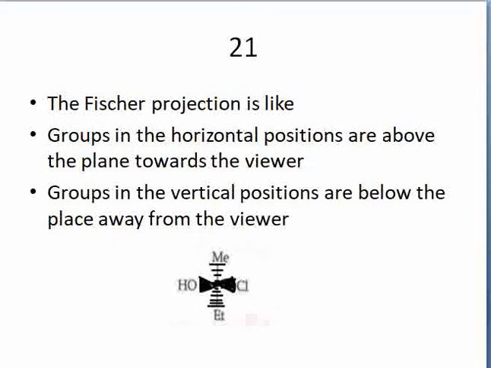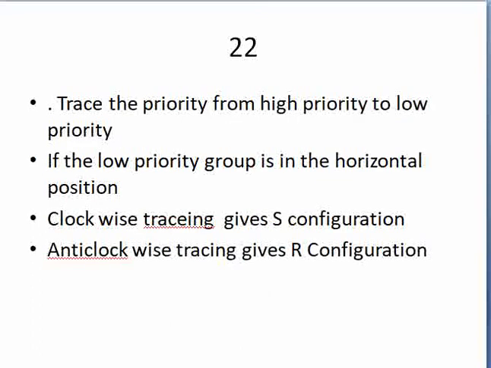The Fisher projection is like this. The groups in the horizontal positions are above the plane, or towards the viewer. And the groups in the vertical positions are below the plane, or away from the viewer. So the least priority group should be in the vertical position. If it is in the vertical position, we can assign the configuration directly; otherwise we have to invert the configuration. Now the next one: trace the priority from high priority to low priority.